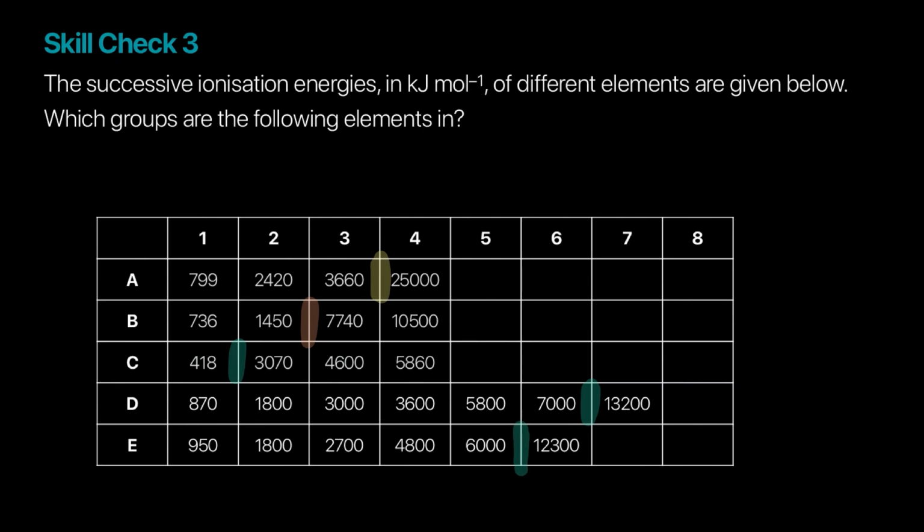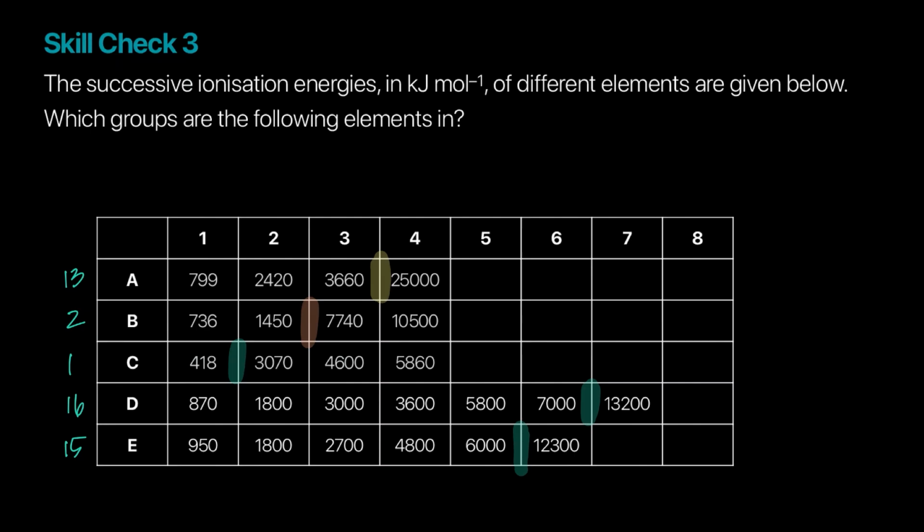That tells me that E has 5 electrons in the outermost shell, therefore group 15. D has 6 in the outermost shell, group 16. C has 1, group 1. B has 2, group 2. And A has 3 in the outermost shell, group 13. That's the idea. 3 in the outermost shell, group 3 or 13. 2 in the outermost shell, group 2. 1 in the outermost shell, 6 in the outermost shell, and 5 in the outermost shell.